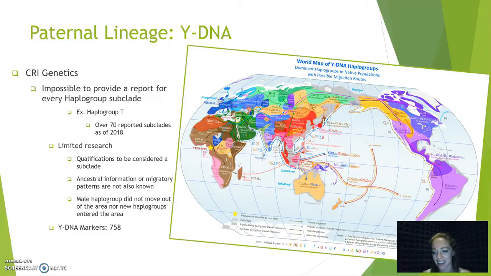All that being said, at CRI Genetics, we look at 758 Y-DNA markers in order to determine a customer's haplogroup. So that is it for the paternal lineage presentation. Next up is the maternal lineage. See you in a little bit.